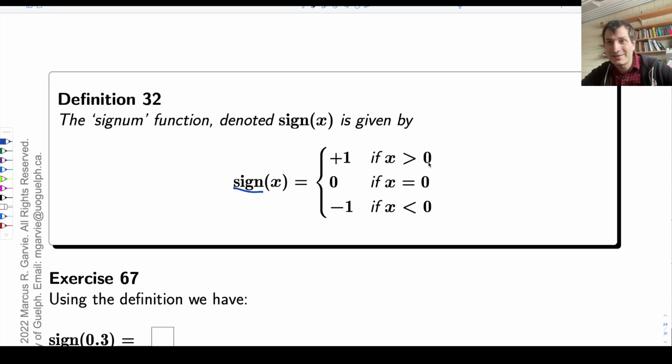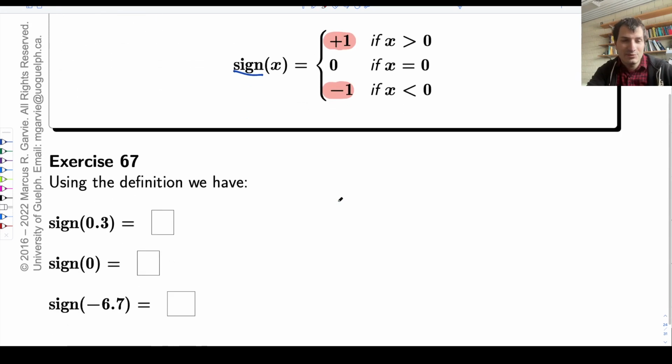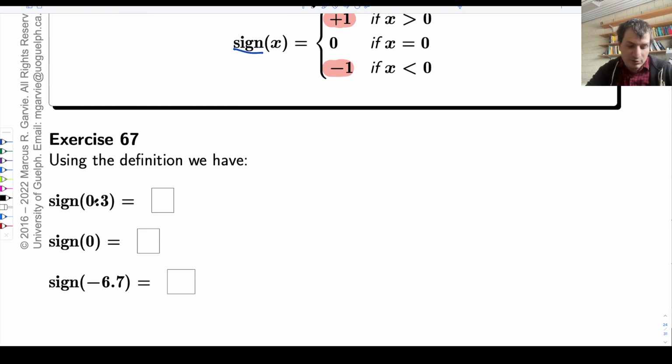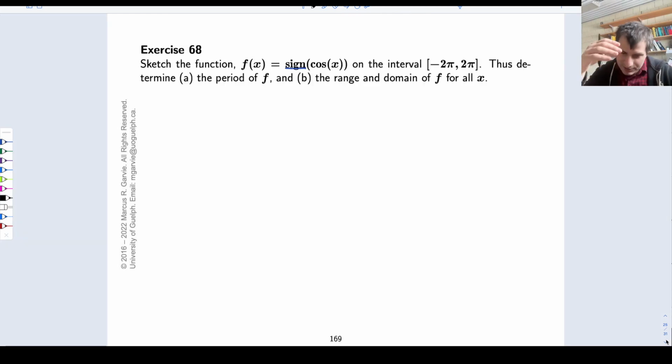It's +1 if x is bigger than 0, it's 0 if x equals 0, and it's -1 if x is less than 0. So it tells you, is it a plus sign or is it a minus sign in front of your number? So for example, the signum of 0.3, that's a positive number, so it's +1. The signum of -6.7 is a negative number, so that's a -1. And what is the signum of 0? Well, that's just 0. So it's either +1, 0, or -1, and it tells you if it's a positive or negative number.